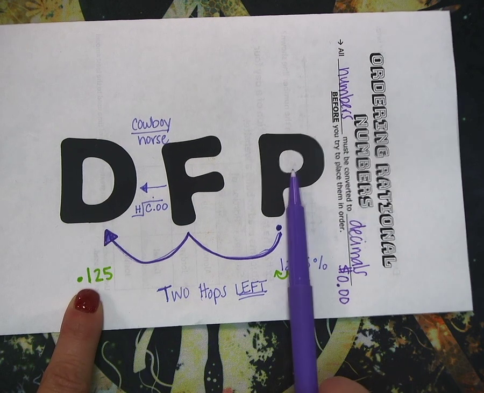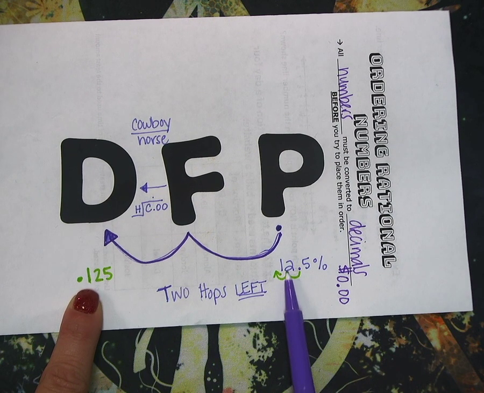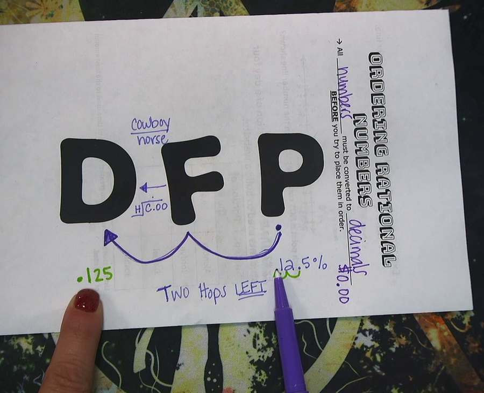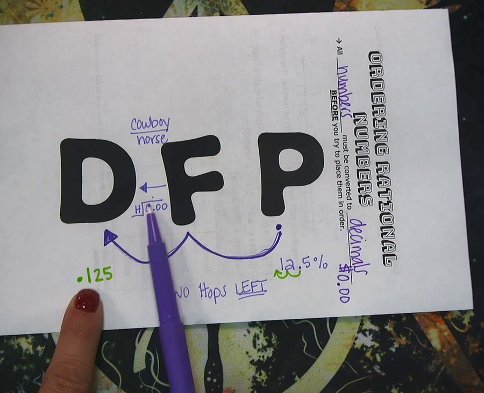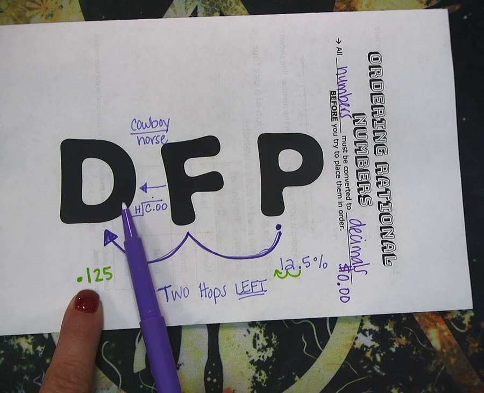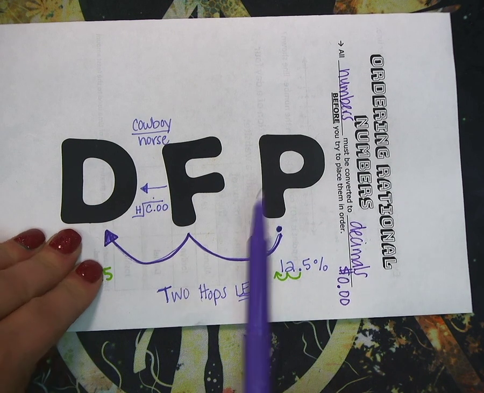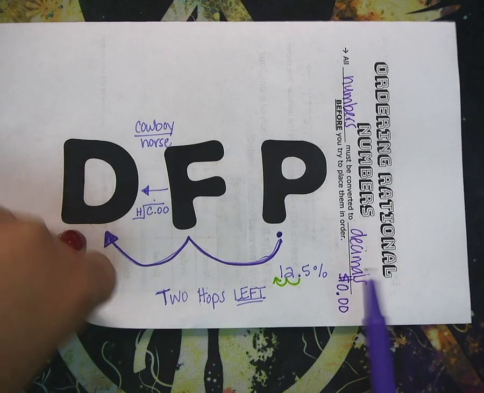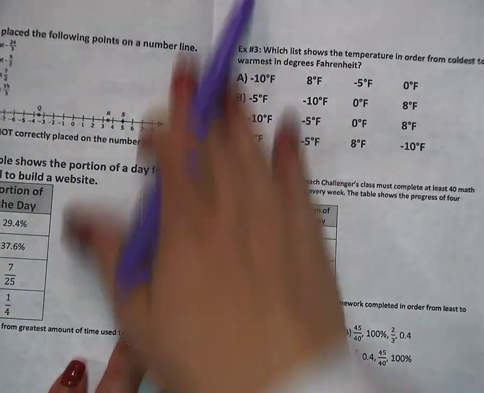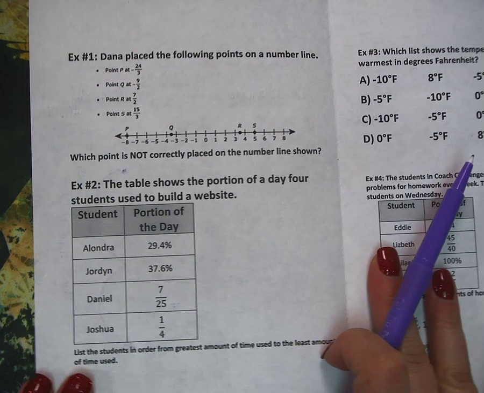So again, if you have a percent, you're going to grab the decimal and double hop to make your decimal. And if you have a fraction, you're going to cowboy and horse divide to make your decimal. Okay? So we're using that same DFP, what we already learned, we're just applying it to a new problem type. So open these up and let's talk through some examples.